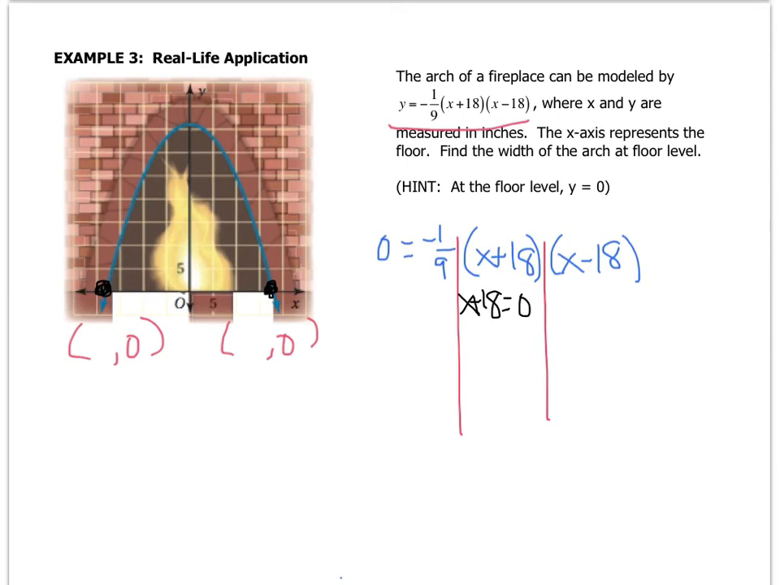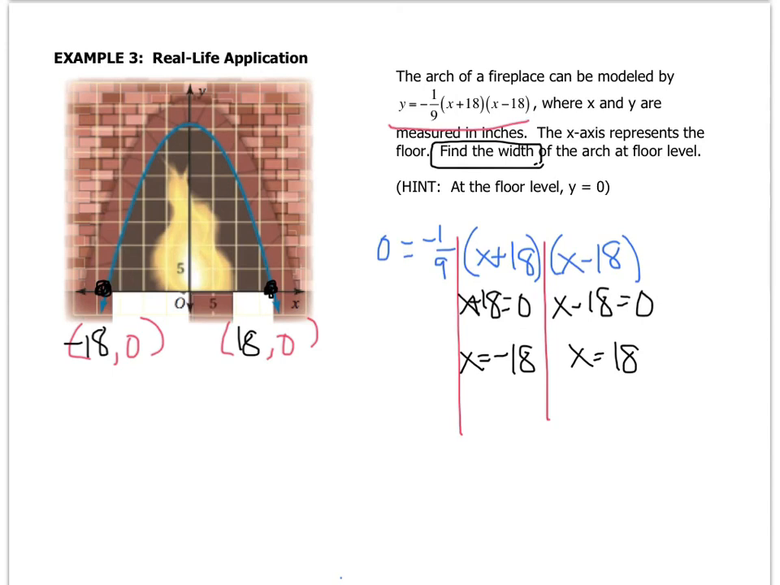So one of these is x plus 18 equals 0. The other is x minus 18 equals 0. So that gives me one value being at negative 18 and the other value being at positive 18. So obviously this is the positive 18 and this is the negative 18. So now you have to go back and read the question. Find the width of the arch. So the width of the arch goes from negative 18 to positive 18. So that's 36 inches.